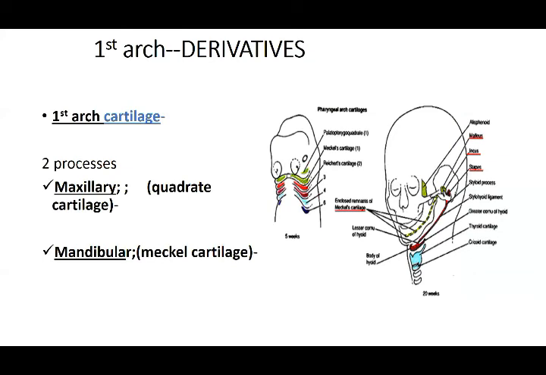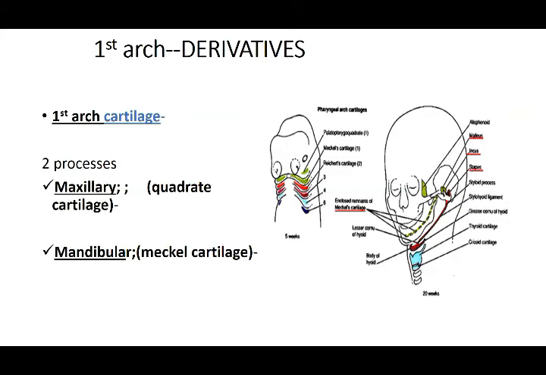Then coming to the first arch derivatives, what is giving rise to the first arch? As we've said, each arch is going to have its skeleton, its muscle, its nerve, and its artery. The skeleton of this is going to form cartilage, and then the cartilage goes on to become bone.